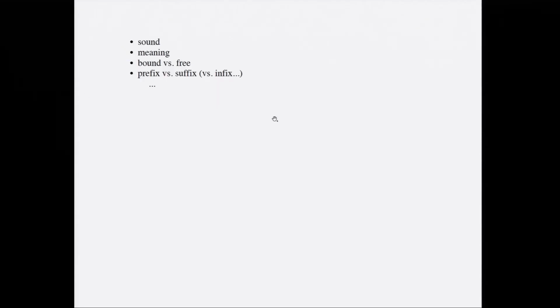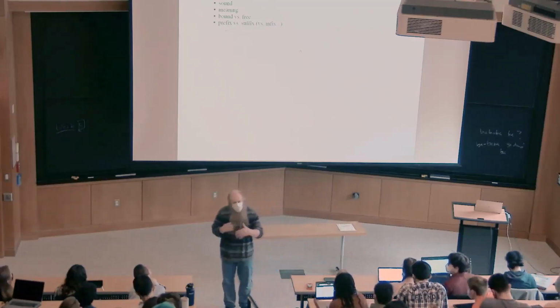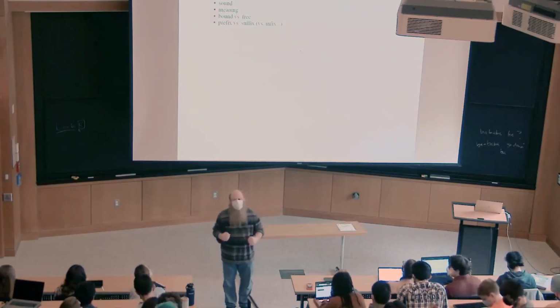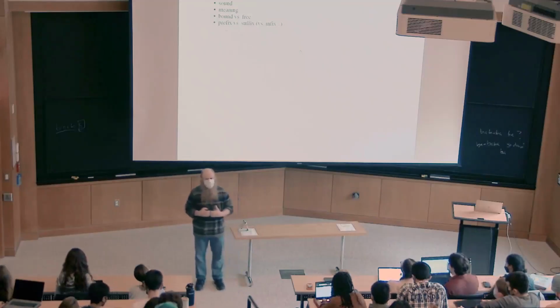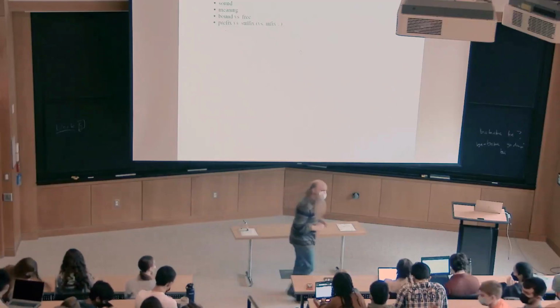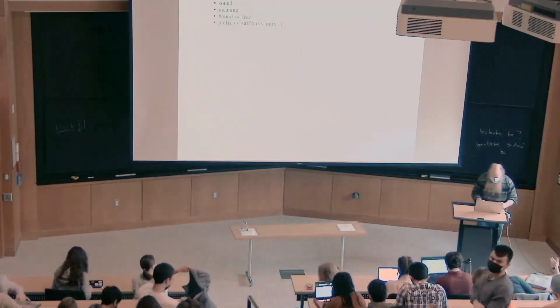I think this is probably a good stopping point. So just to summarize, and then I'll let you go. For every morpheme, we're going to want to indicate what's its sound, what's its meaning. Is it a bound morpheme or a free morpheme? And if it's bound, what kind of bound morpheme is it? Is it a prefix, a suffix, an infix, any of these other kinds of things? There are all kinds of things you'd want to understand if you want to understand everything about the morphology of a language. Okay? And we'll pick it up here next time.